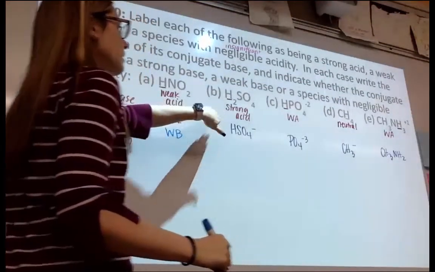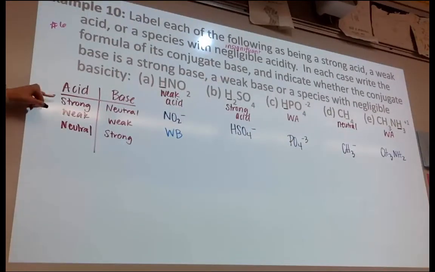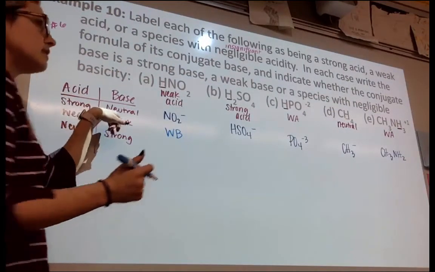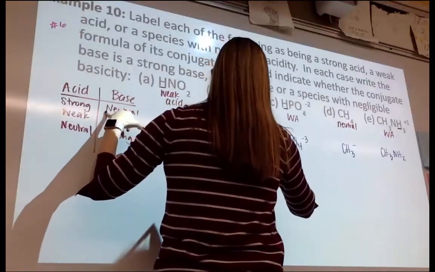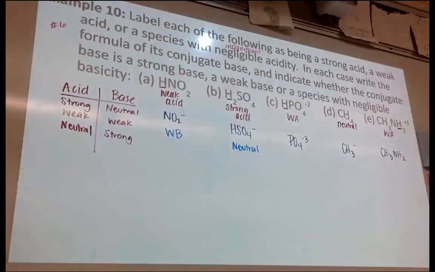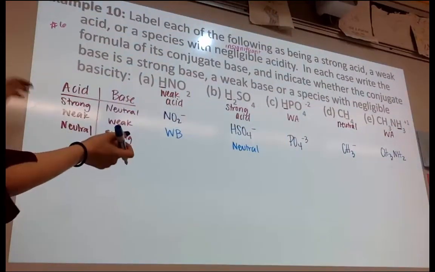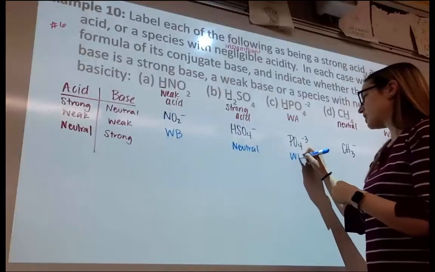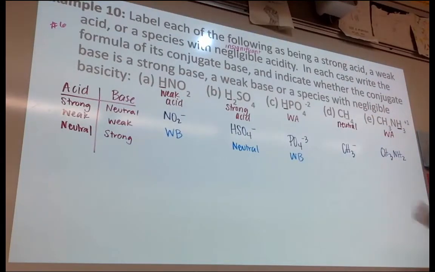Part B, H2SO4 is a strong acid. So if it's a strong acid, its conjugate is neutral, has negligible acidity. C was a weak acid, which means its conjugate base is a weak base. Now part D, methane, was neutral in terms of its acidity. You still can only have one of two pairs, strong and neutral or weak and weak. So if this is neutral, that means that this is actually a strong base. And then for E, came from a weak acid, so this is a weak base.